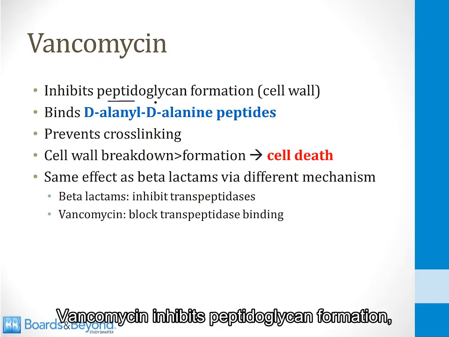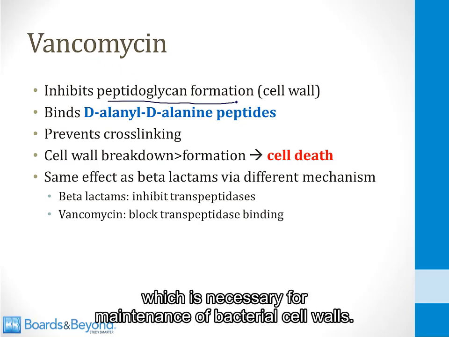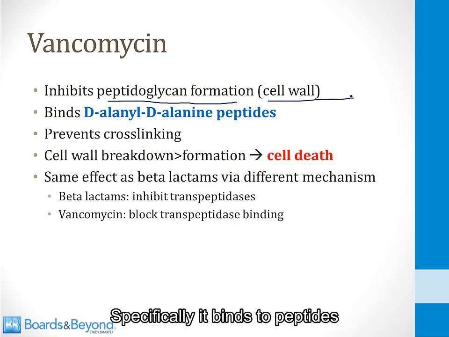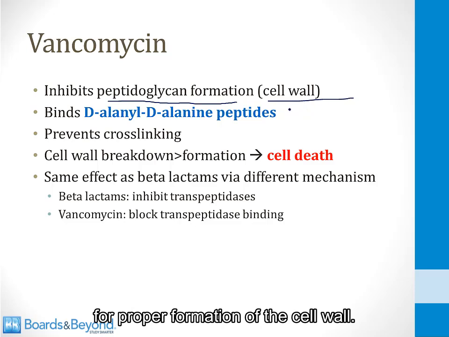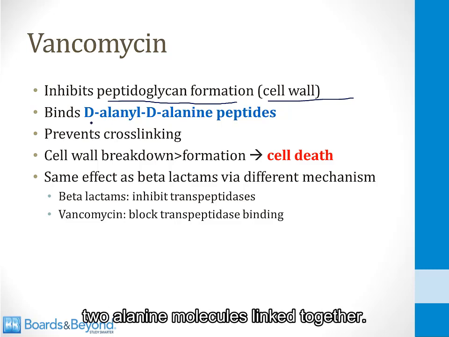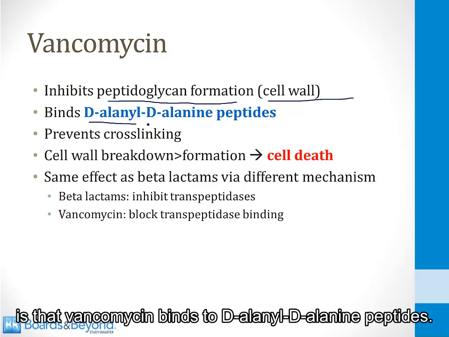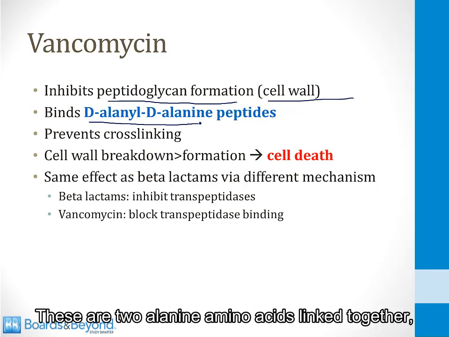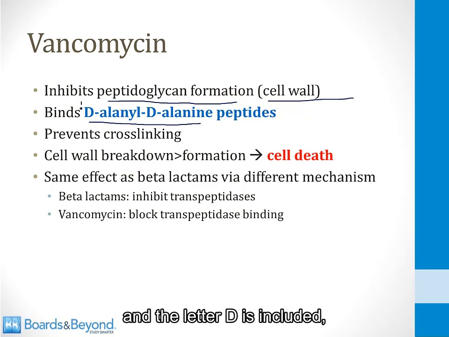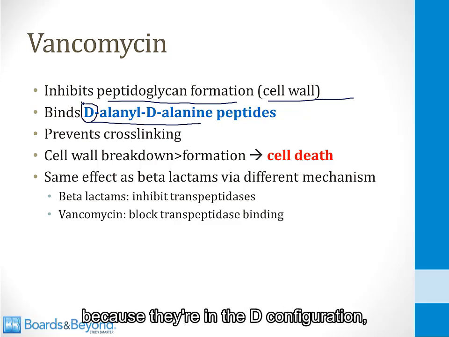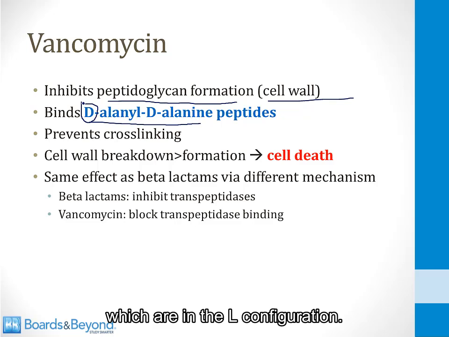Our next antibiotic is vancomycin. Vancomycin inhibits peptidoglycan formation, which is necessary for maintenance of bacterial cell walls. Specifically, it binds to peptides that need to be cross-linked for proper formation of the cell wall. It binds to peptides that include two alanine molecules linked together. The way this is usually written in textbooks is that vancomycin binds to D-alanyl D-alanine peptides. These are two alanine amino acids linked together, and the letter D is included because they're in the D configuration, in contrast to most human amino acids, which are in the L configuration.